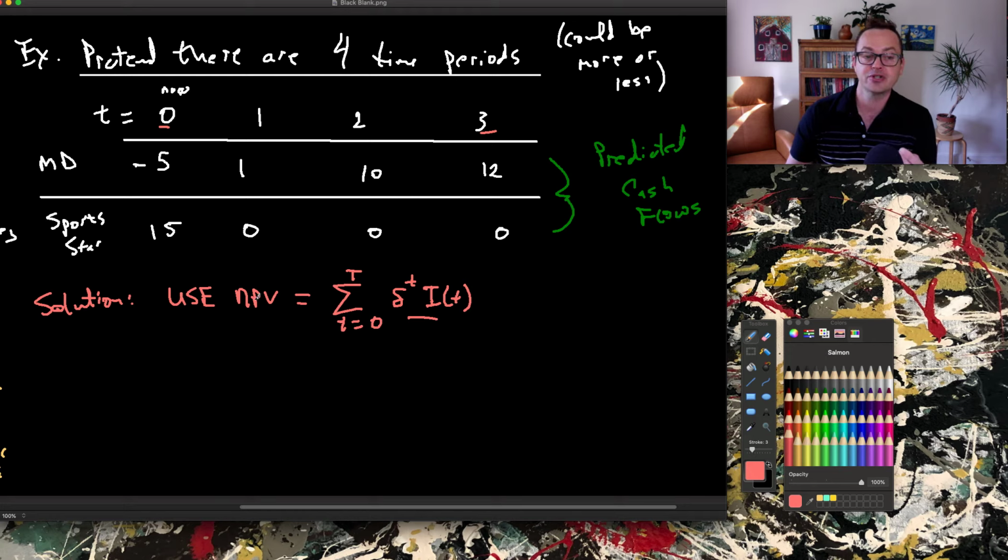So what we're going to do is run the NPV for MD and for sports star. We know the times, and we know the cash flows for each. One thing we don't know is the discount rate or the discount factor. And let's say that the discount factor we're starting off with is 0.95.